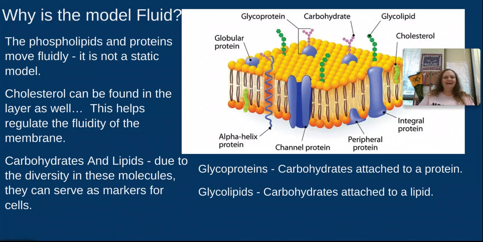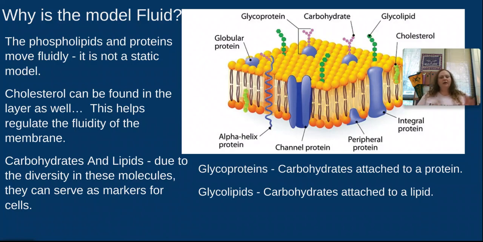Carbohydrates and lipids, due to the diversity that we find in these molecules, can actually serve as markers for cells. And so we'll find those attached to the cell membrane as well. Two types, glycoproteins, which are carbohydrates that are attached to a protein, and glycolipids, which are carbohydrates attached to a lipid.